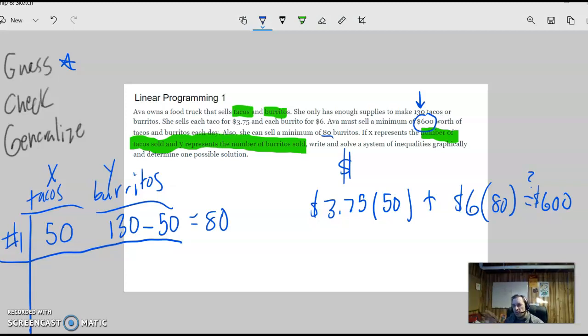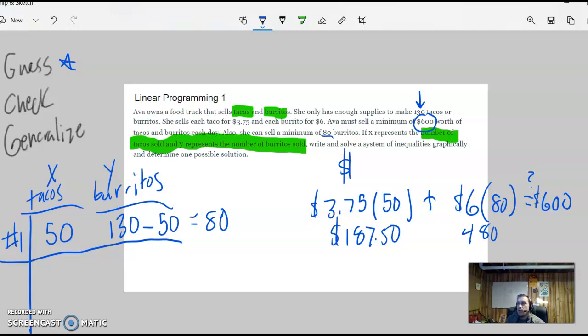All right, so 4 times 50 is 200 minus $12.50, or if you just get your calculator, $3.75 times 50 is $187.50. All right, then 6 times 80, well, 6 times 8 is what? 6 times 7 is 42, so 6 times 8 would be 48, so that's $480.